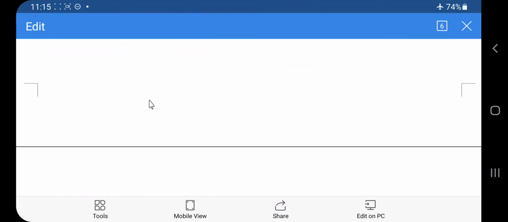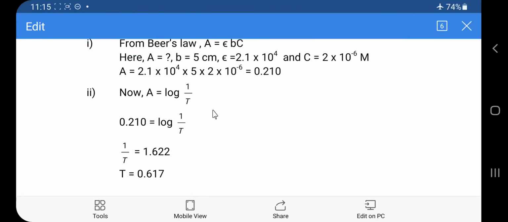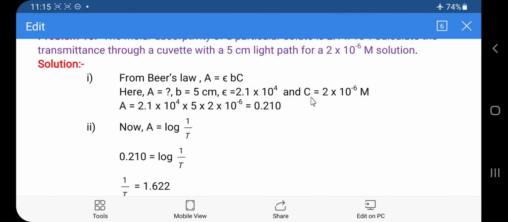So friends, these are some numericals or problems related to colorimetry. So thank you.